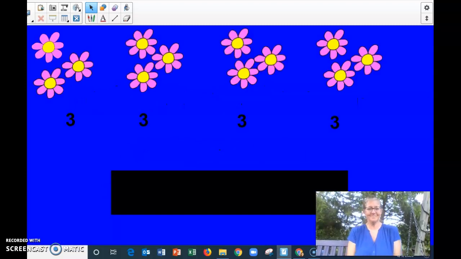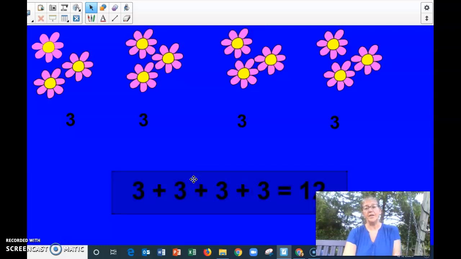So if I look at this picture, I've got some groups of flowers here. It looks like 1, 2, 3, 4 groups of flowers, and each group has 3 flowers in it. If I wanted to find out how many total flowers I have, I could count them, but third grade, you probably got a better way to do it. I would say you might do some repeated addition and add those 3s up. So I could say 3 flowers plus 3 more plus 3 plus 3 more. I would end up with 12 flowers total.